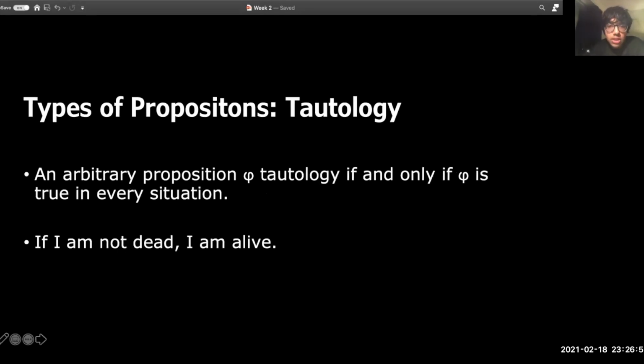The next type of proposition is a tautology. An arbitrary proposition phi is said to be a tautology if and only if phi is true in every situation. If I'm not dead, I'm alive.